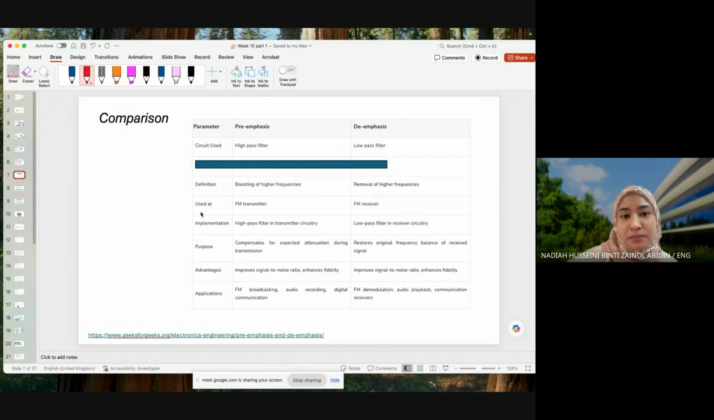Okay, so a comparison between pre-emphasis and de-emphasis. Pre-emphasis is a high-pass filter. It amplifies the high range frequencies. De-emphasis is a low-pass filter. It attenuates the high range frequencies. So let's compare what these two are. High-pass filter.